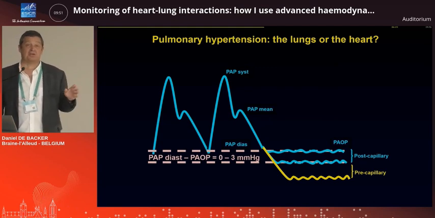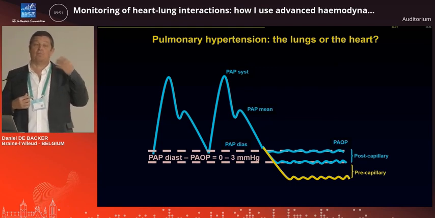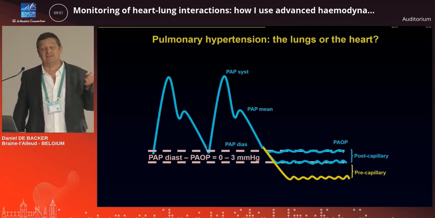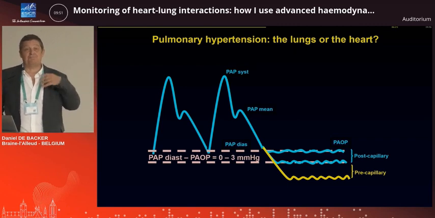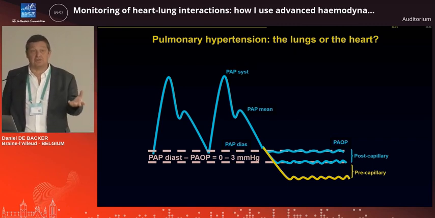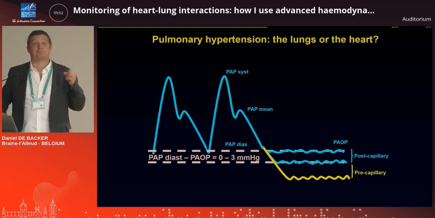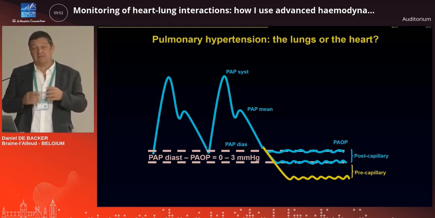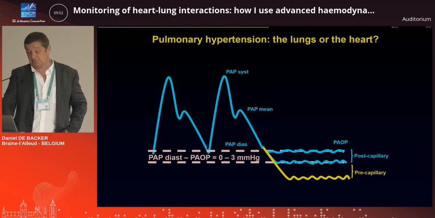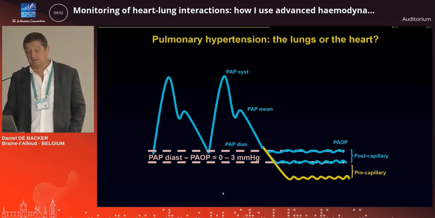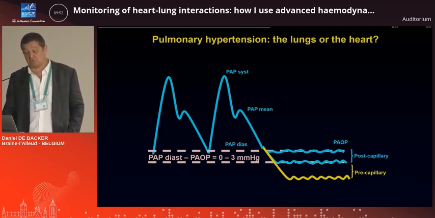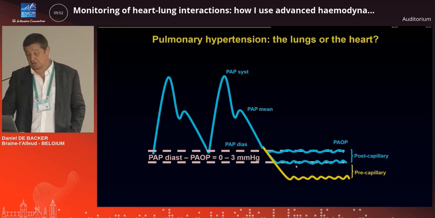And with the pulmonary artery catheter, we can even have a more fine-tuned approach to identify whether it is a post-capillary issue, an increase in left atrial pressure, or a problem in the resistance in pulmonary capillaries, which is again something very important, by just looking at the difference between the diastolic arterial pressure and the pulmonary artery occluded pressure.